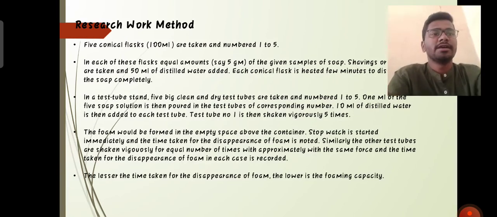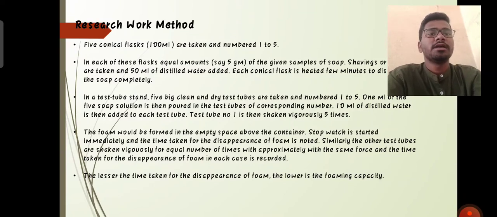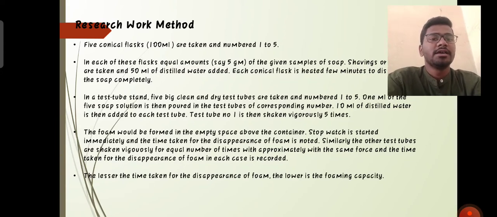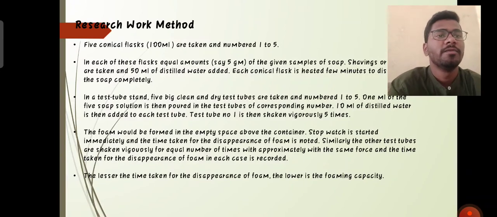Then the research work method. First, 5 conical flasks are taken and numbered 1 to 5. In each flask, an equal amount of the given sample of soap shavings is taken and 50 ml of distilled water is added. Each conical flask is heated for a few minutes until the soap is completely dissolved. Then the foam is formed in the empty space above the container. The stopwatch is started immediately and the time taken for disappearance of foam is noted. The lesser the time taken for disappearance of foam, the lower the foaming capacity.